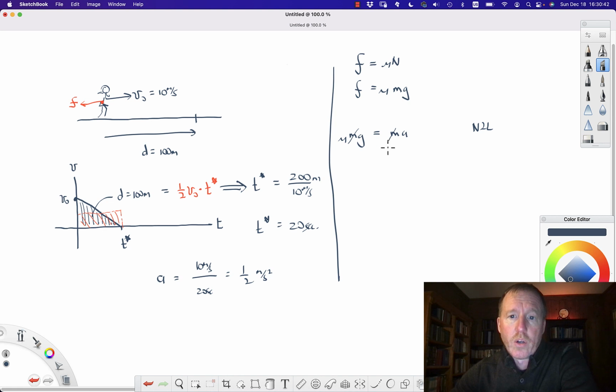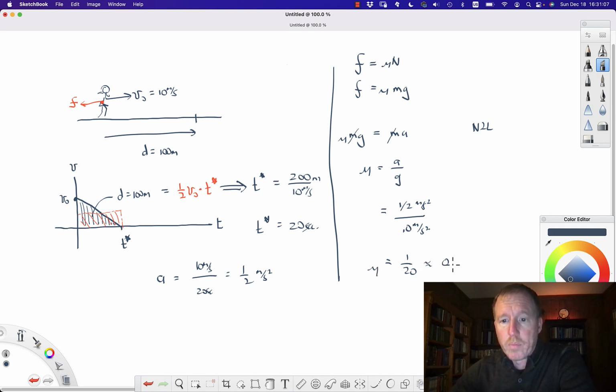The mass goes away, and so we can find the coefficient of friction as her deceleration divided by g, the acceleration of gravity, and we just found out that to be 1/2 of a meter per second squared, and we know g is about 10 meters per second squared, so 1/2 over 10 is 1/20 is the coefficient of friction, which is about equal to what? 0.05. And so there we have it.